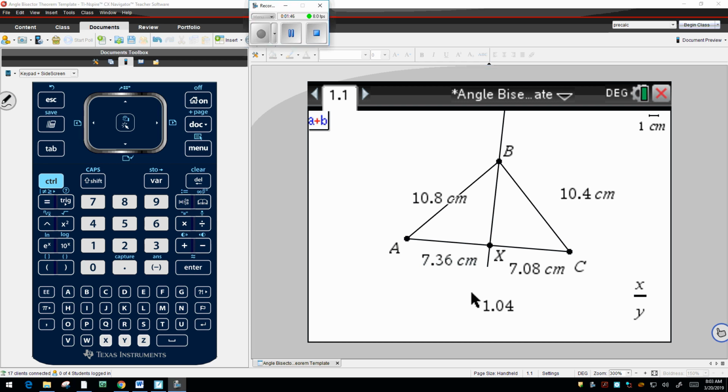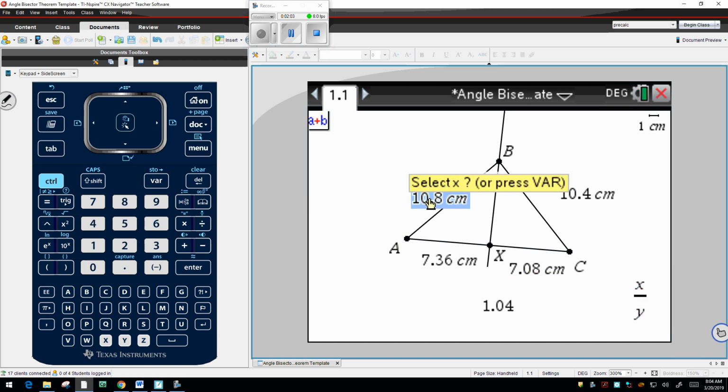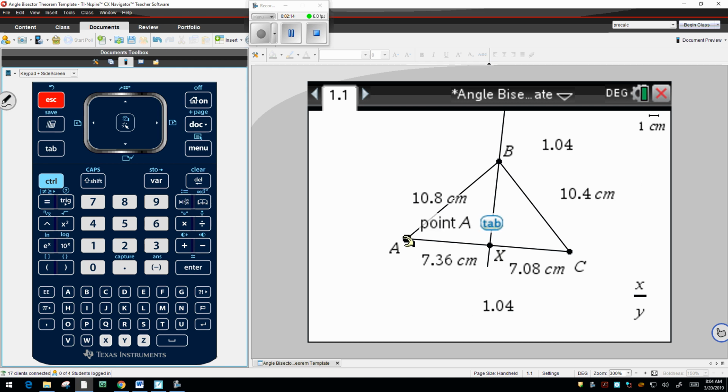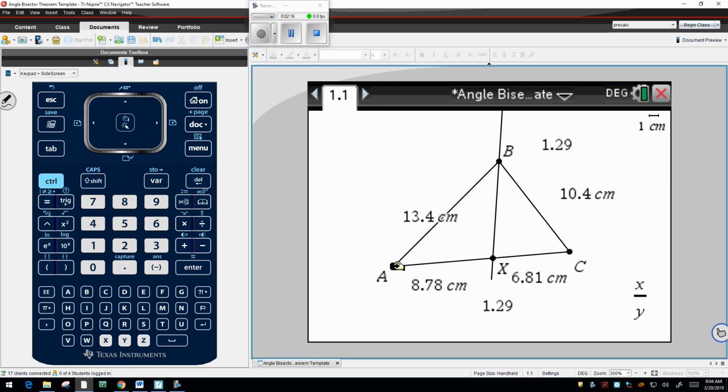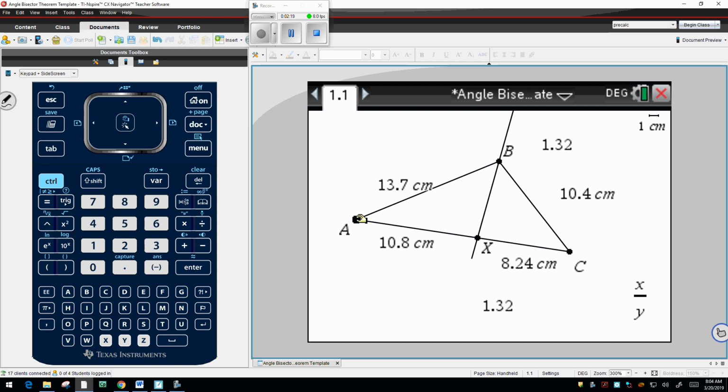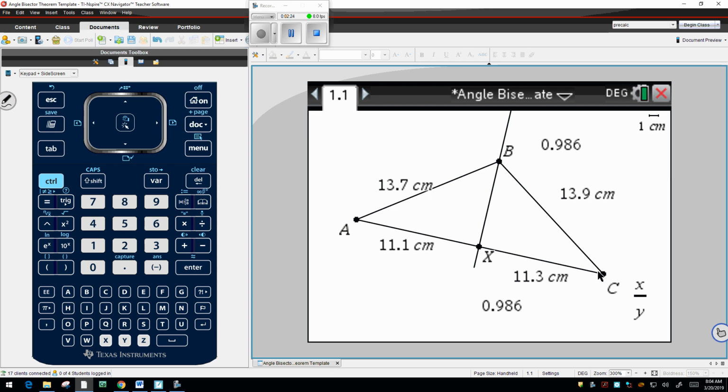So we can see that dividing AX by CX, we get 104. And if I were to do the same thing with AB and CB, I would click AB and then divide it by CB. Notice I'm going to get the same value. And if I were to move the triangle, and watch those values, I can see that even if the triangle was a different size, I would still get those two values.